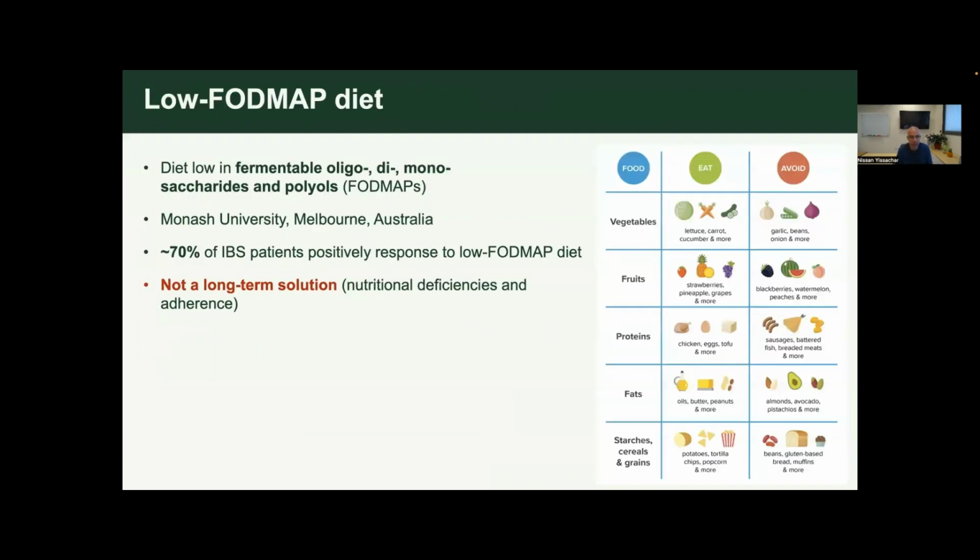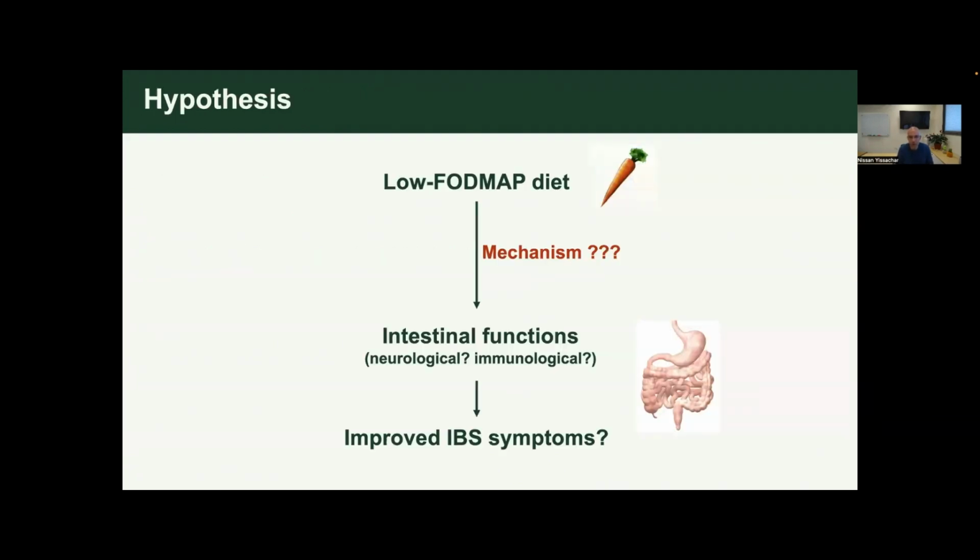There's no therapy for IBS, there's no cure, but there's a relatively new diet called low FODMAP diet, fermentable oligo-, di-, and monosaccharides and polyols, that was developed in Australia, and it seems that many IBS patients positively respond to this diet. This diet is not a long-term solution because it is very strict, and it has some nutritional deficiencies. It's very difficult to adhere to this diet.